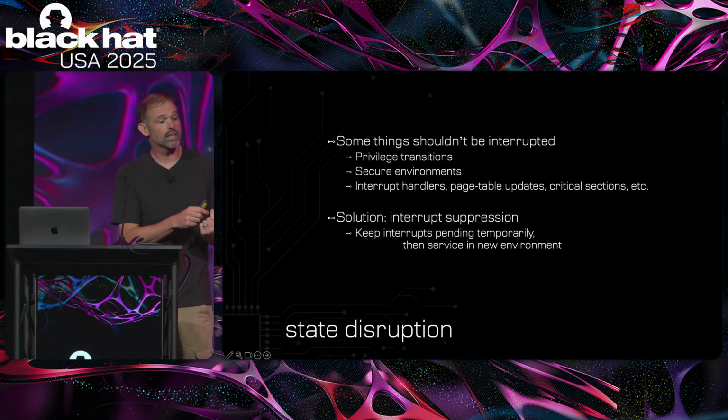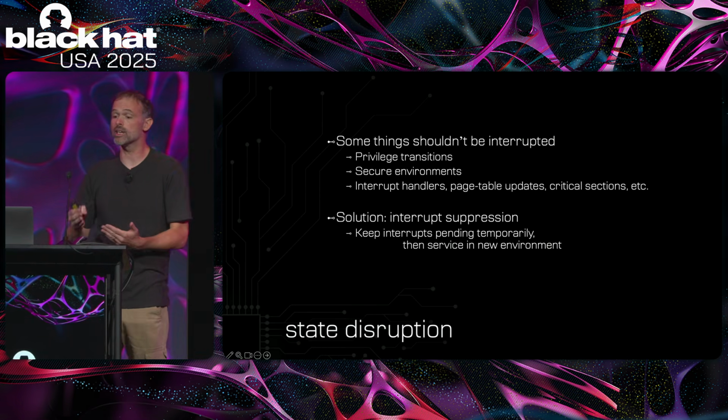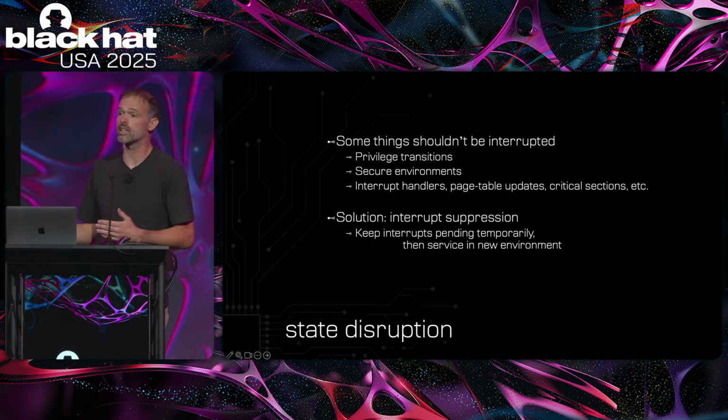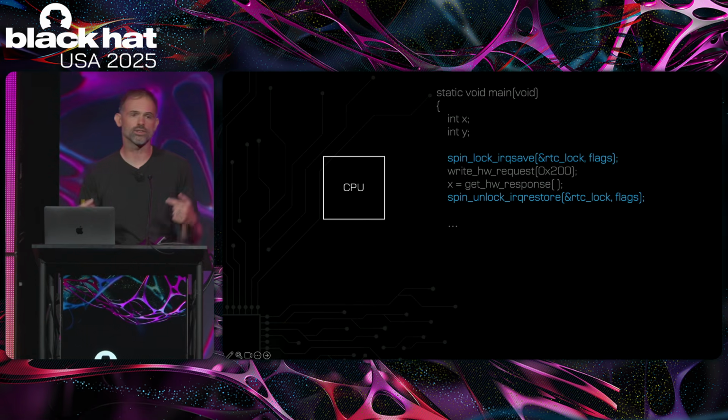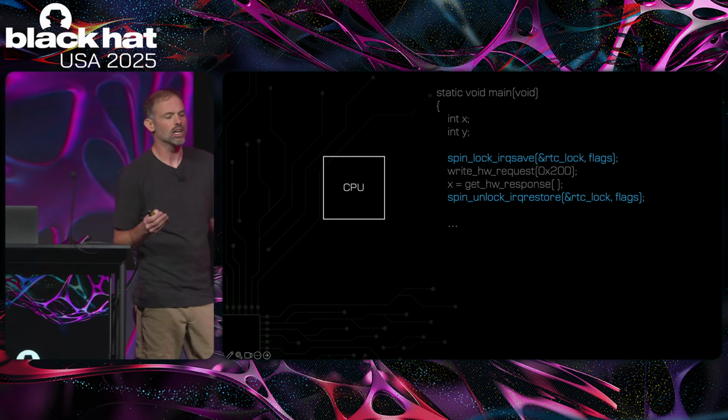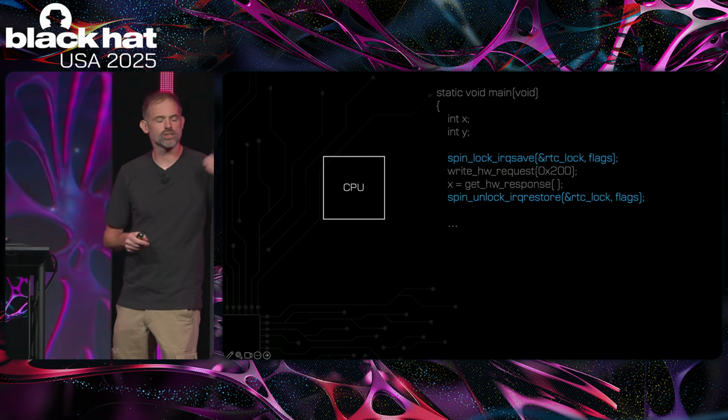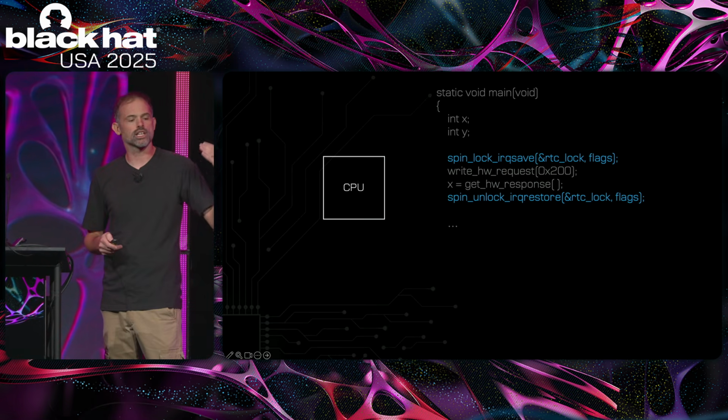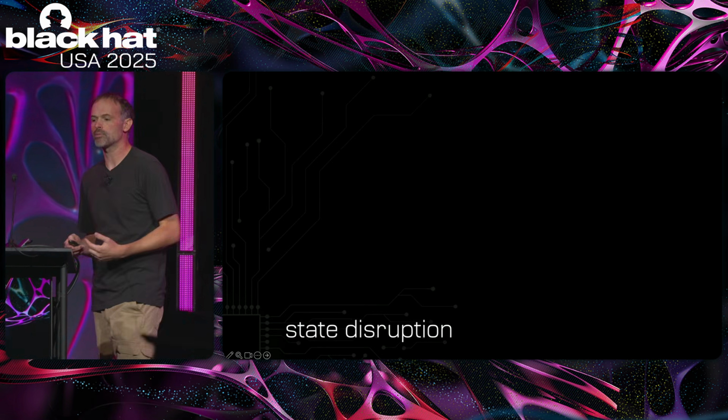So the solution to that is basically interrupt suppression. Keep interrupts suppressed or pending just temporarily while you can't be interrupted. So if you're writing a kernel driver for Linux, it might look something like this. You add an IRQ save and an IRQ restore just to keep certain interrupts off when you know your program can't be interrupted.